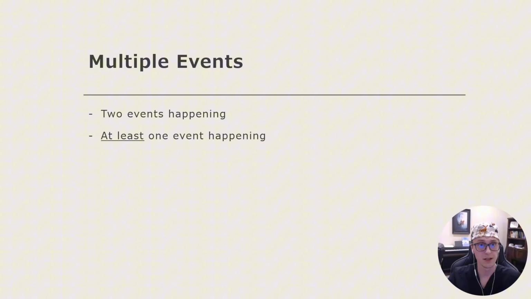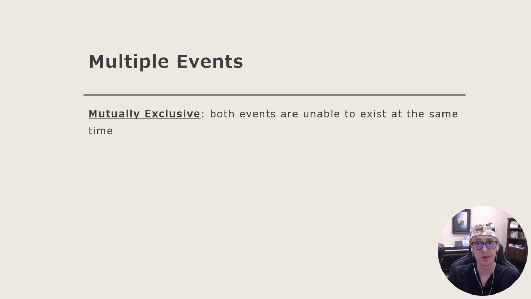All right, we're cruising right along here. So far, we've only talked about single events, either an event happening or not happening. Now let's talk about multiple events. Things like what is the probability of two things both happening and the probability of at least one thing happening. So first, let's define a couple things.